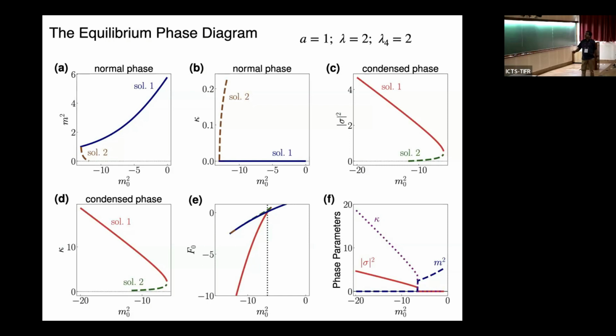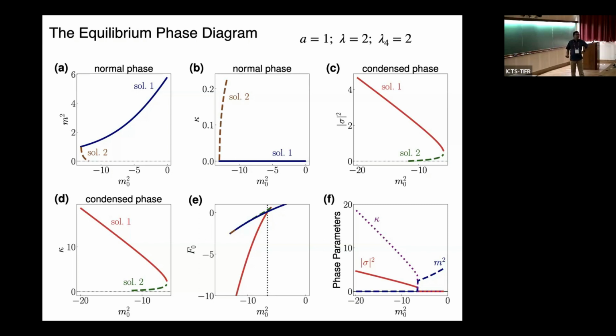Here is what you get for solutions of the normal phase case. You see that there are multiple solutions already. That indicates to you that you are likely to get into a first order transition. This is m square and kappa for the normal phase, and again, sigma square and kappa for the condensed phase. You can see that there are multiple solutions to these equations.